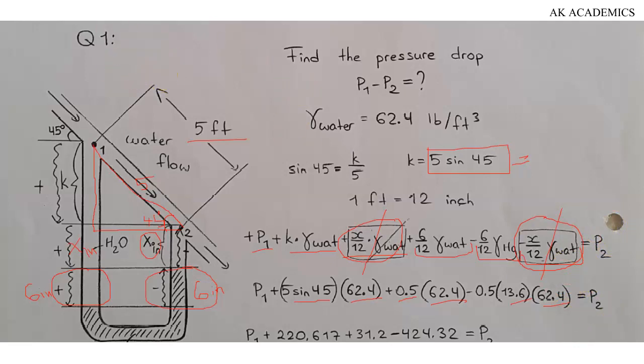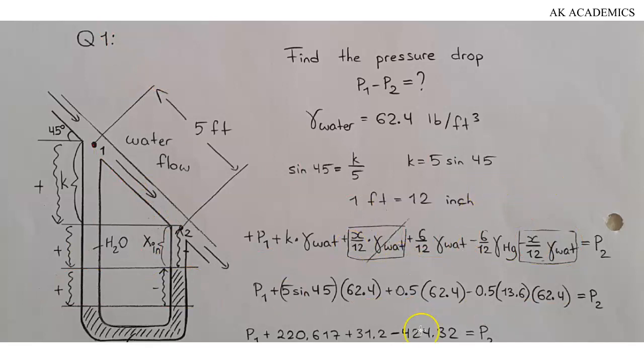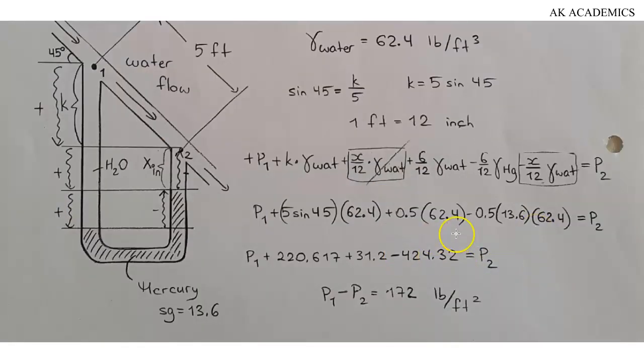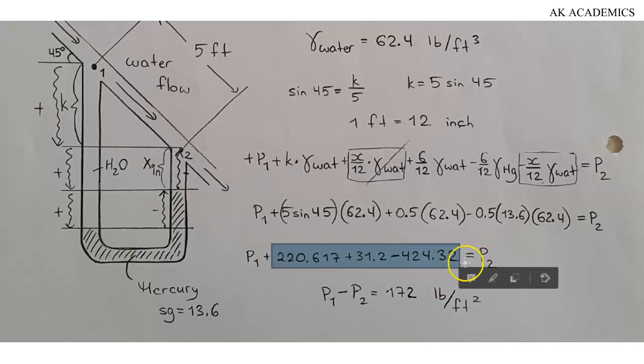What is left now is to mathematically analyze what we do have here. If you do that, you are left with P1 plus all of these equal to P2. Since we are looking for P1 minus P2, you can take P2 to this other side. So you have P1 minus P2. And when you add all of these and multiply all of these out, what you do have is 172 pounds per square feet. This gives us our pressure difference between point 1 and point 2.